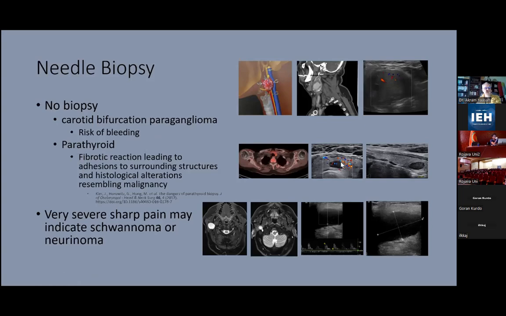If you take a biopsy and the patient has severe sharp pain, it might indicate that this tumor is associated with nerves. Schwannoma or neurinoma, as in this patient, this is the parotid gland. You see a large hyperechoic lesion in the MRI. You see it comes out from the facial nerve canal into the parotid gland. So it was a schwannoma.